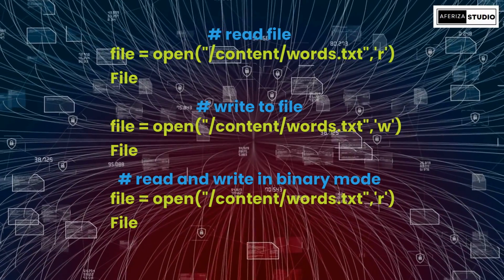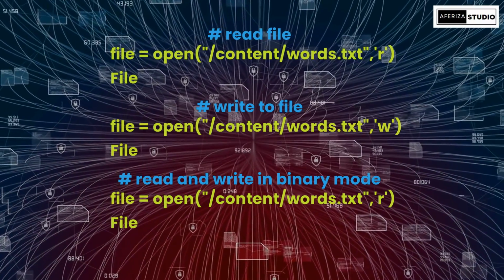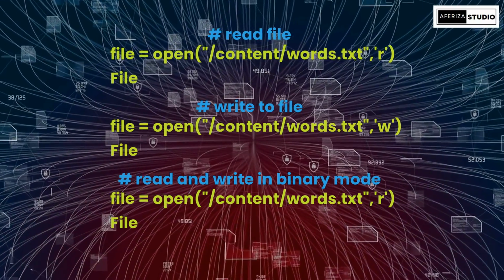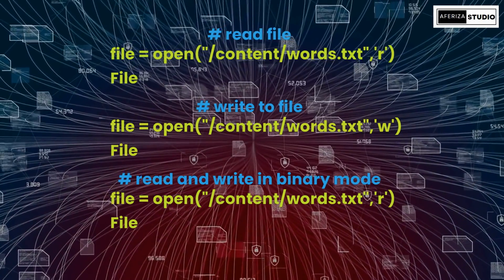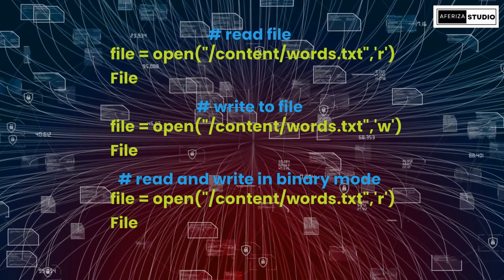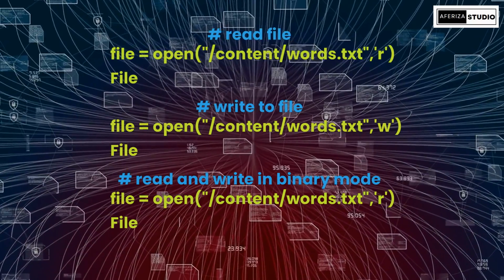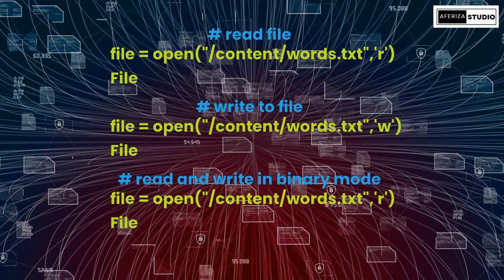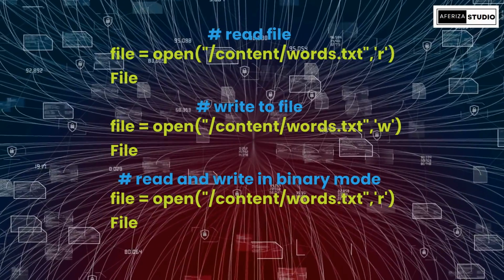These are examples of opening file code for read file. It uses the R for open file reading. The second code, write file. It is using the W to write the file, and the third code is read and write in binary mode. It is for updating, read and write the file.